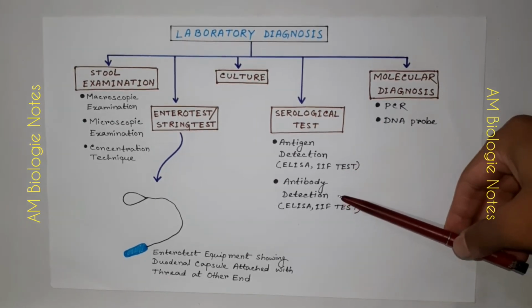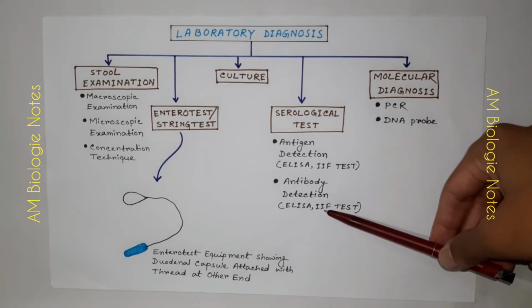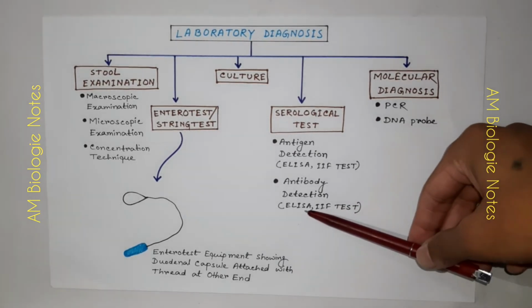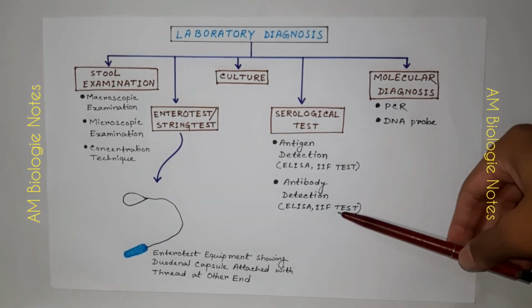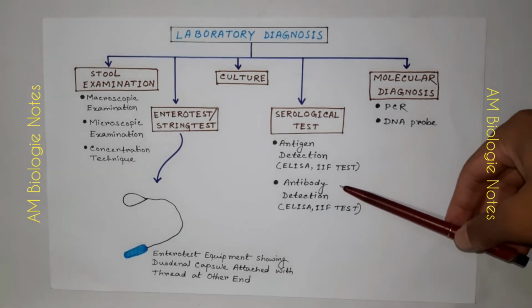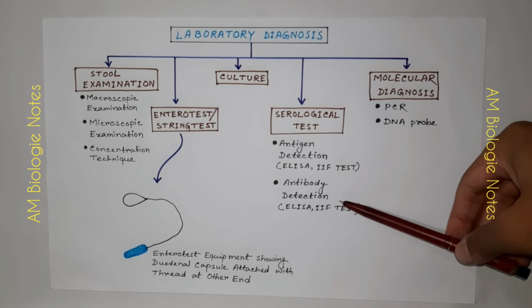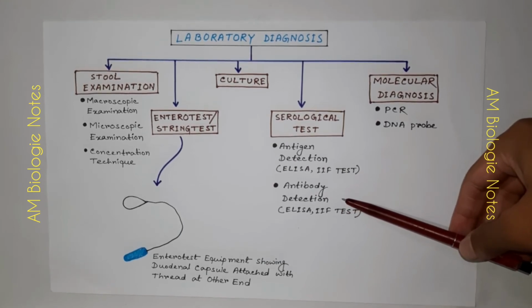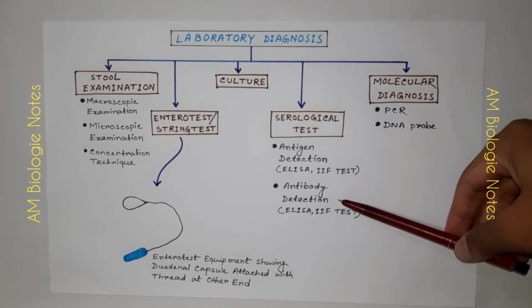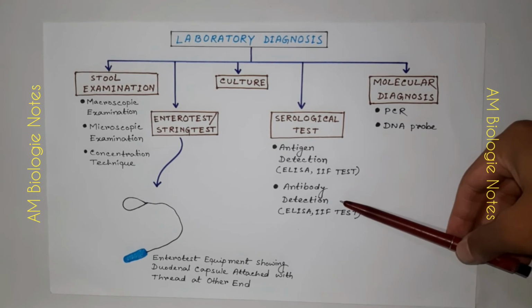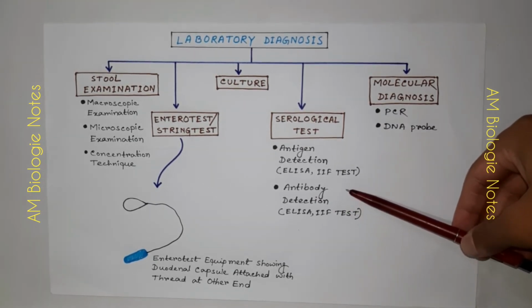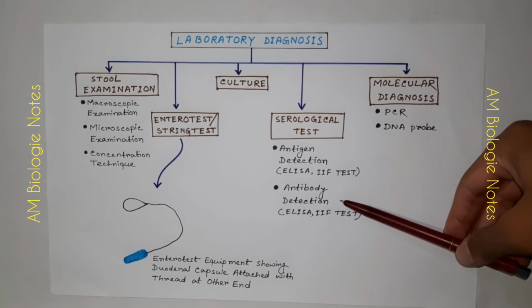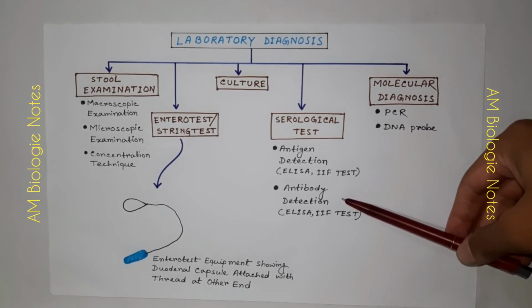Antibody detection. Both indirect immunofluorescence test and ELISA are used to detect antibodies against Giardia. Demonstration of antibodies is useful in epidemiological and pathophysiological studies, but these tests cannot differentiate between recent and past infection and lack sensitivity and specificity.